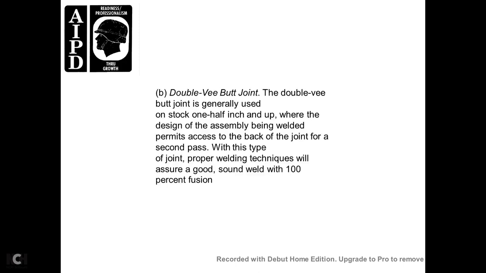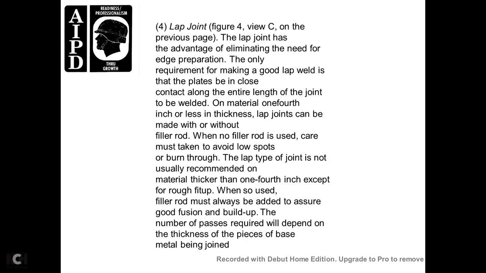Double V butt joint. The double V butt joint is generally used with stock 1/2 inch and up, where the design of the assembly being welded permits access to the back of the joint for the second pass. With this type of joint and proper welding technique, the assurance of a good sound weld is 100% fusion.